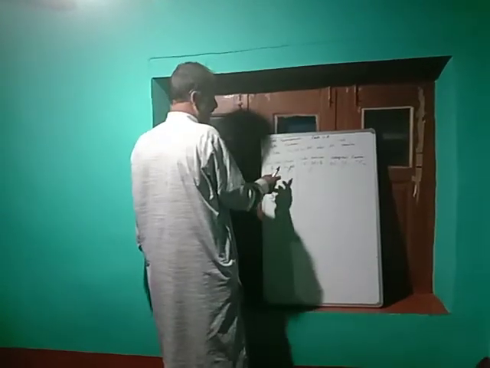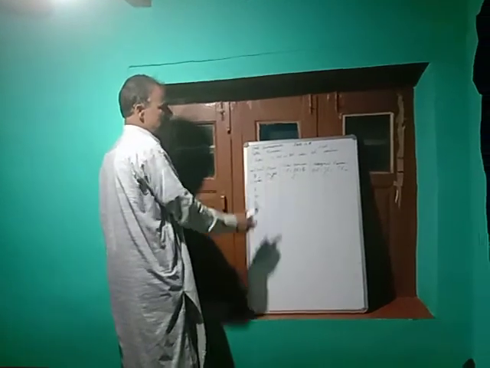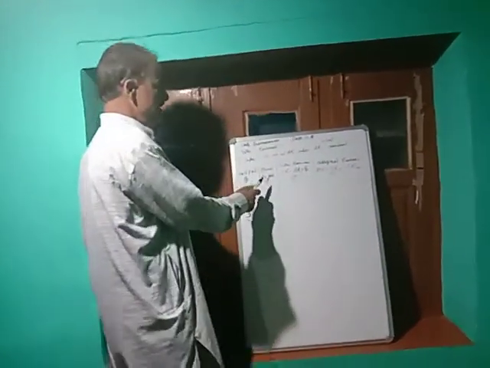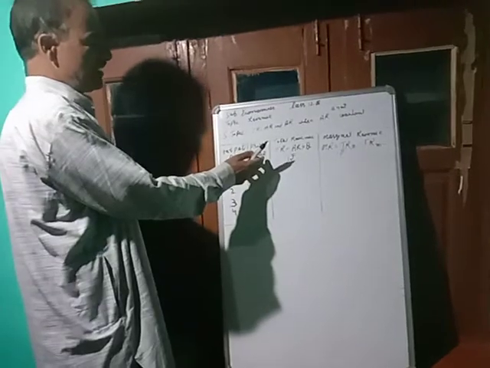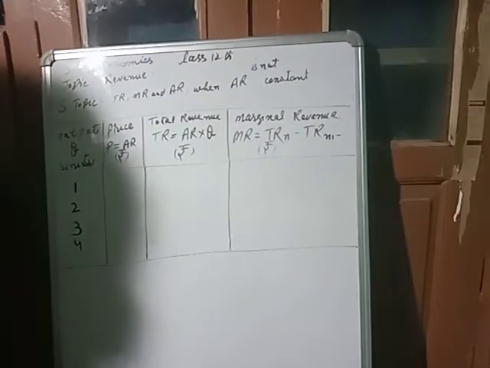Dear students, I will explain with the help of this table that has 4 columns. The first column is output in quantity units. The second column is price, which is equal to average revenue, in rupees. Total revenue is equal to average revenue into quantity, in rupees. And marginal revenue, MR, is equal to TRn minus TRn minus 1, in rupees.